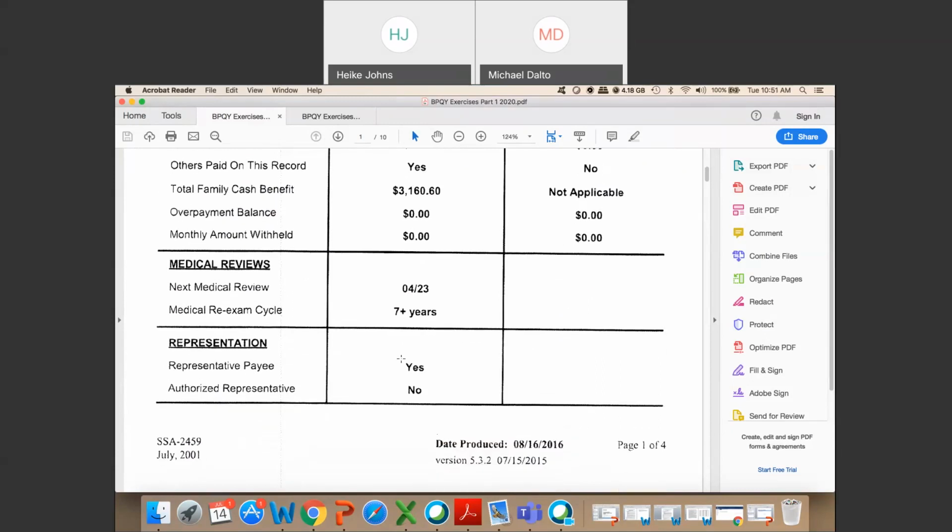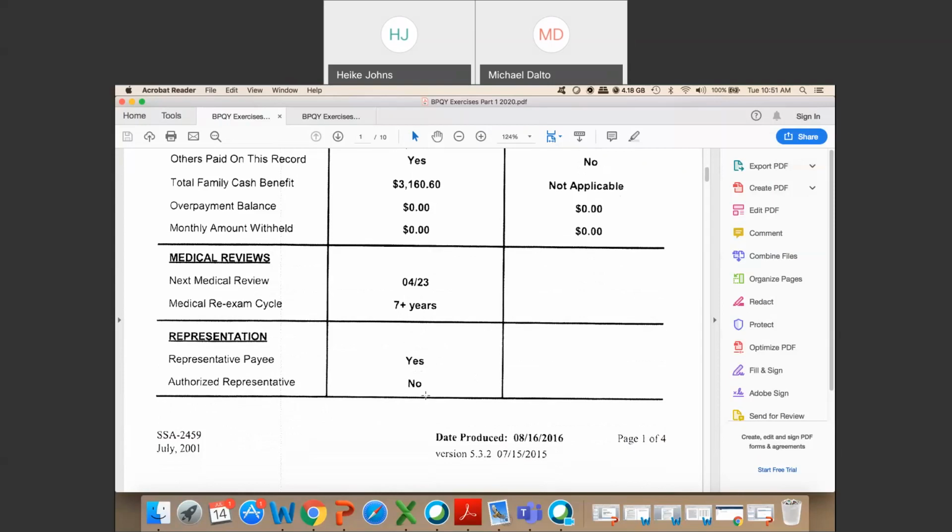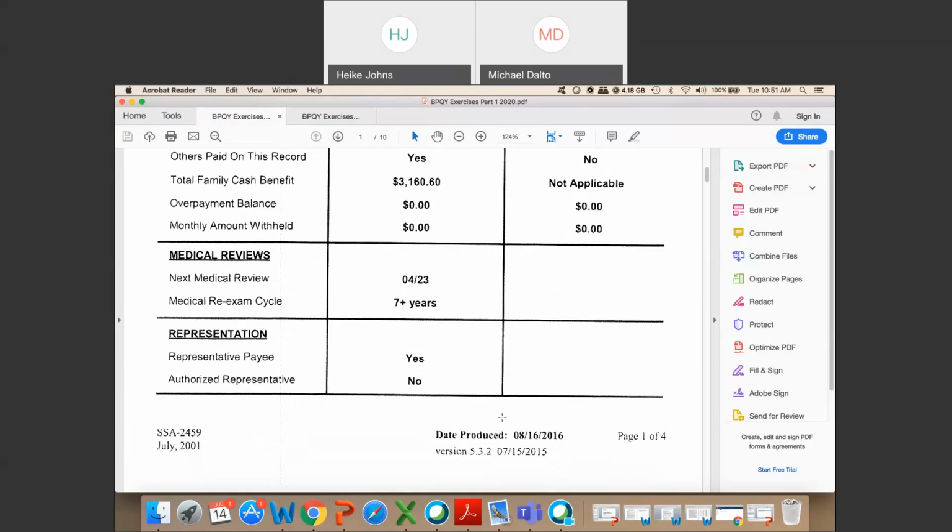Representation: there is a representative payee this person has. They don't have an authorized representative. An authorized representative is generally going to be an attorney who's representing a person when they apply for benefits, particularly if they have to appeal. At the bottom of page 1, you'll see the date this BPQY was produced was in August of 2016.